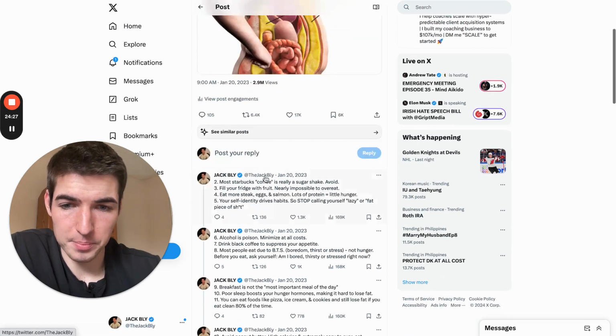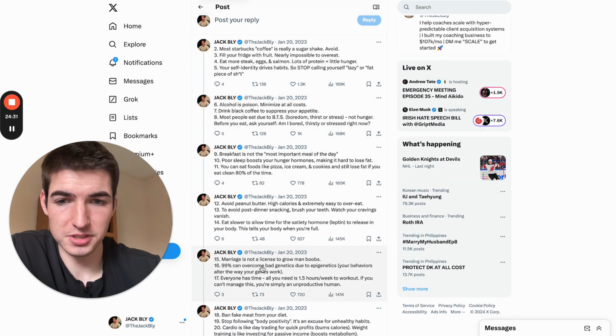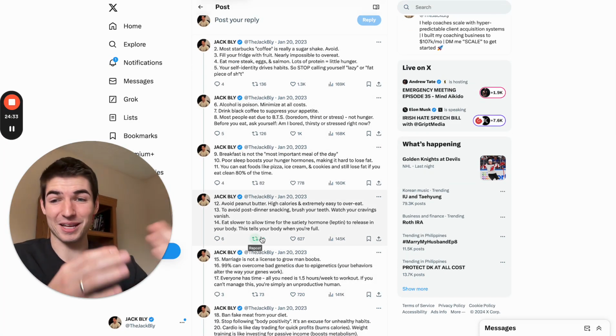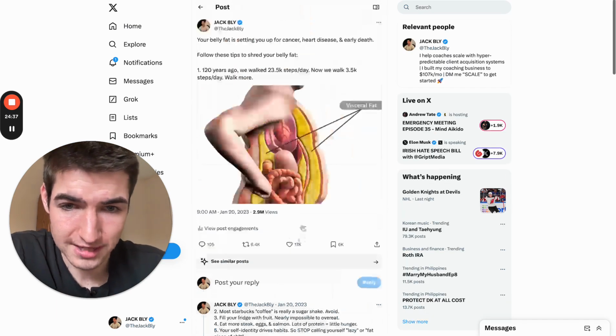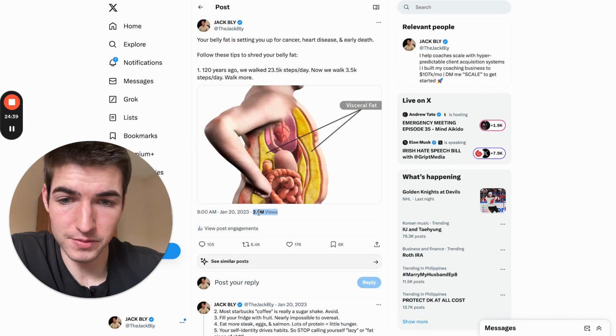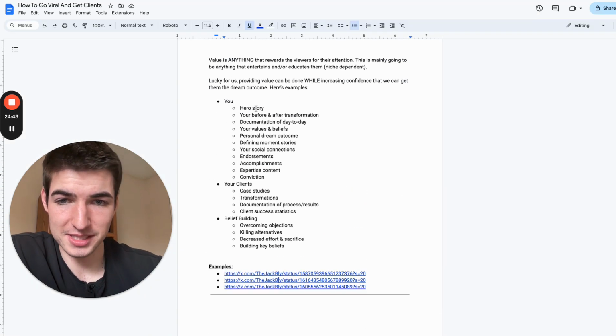And then you can see I apply this stuff throughout the thread as well. I have pattern interrupts. I have some hot buttons in here. It's like, marriage is not a license to grow man moves. That's a pattern interrupt. Who says stuff like that in their content? No one does, but I do. That's how I drove so much traffic here: 2.9 million views with this one piece of content. Okay, so those are some examples right there.